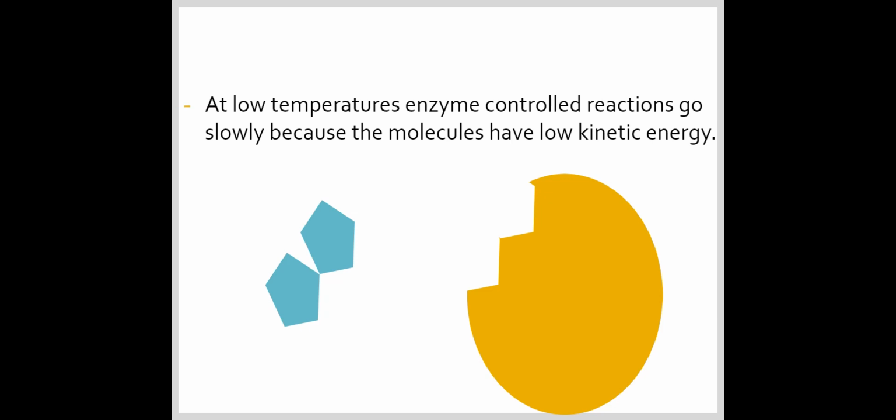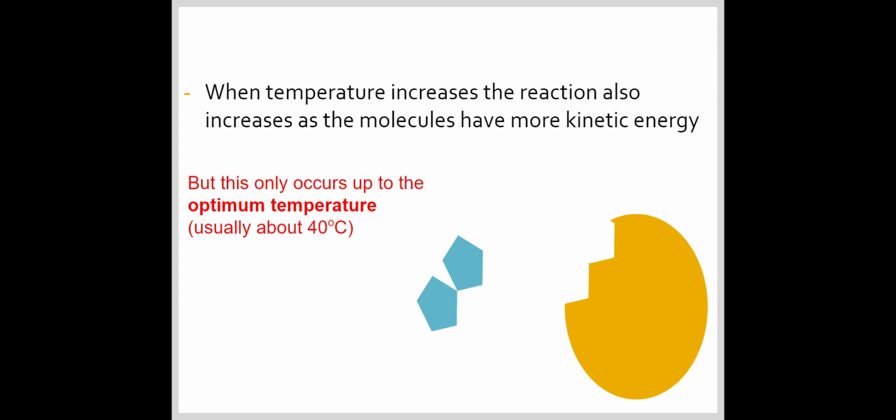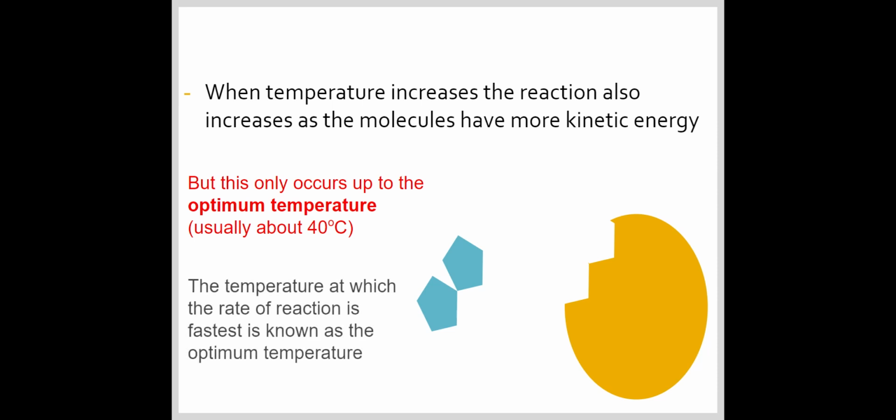So at low temperatures, enzyme reactions go slowly because the molecules have low kinetic energy. They do still function, but just at a slower pace because they have less kinetic energy. Usually, molecules, and in this case the substrates, are going to be moving around more because they have more kinetic energy with higher temperatures. So only up to an optimum temperature, for example, 40 degrees Celsius.